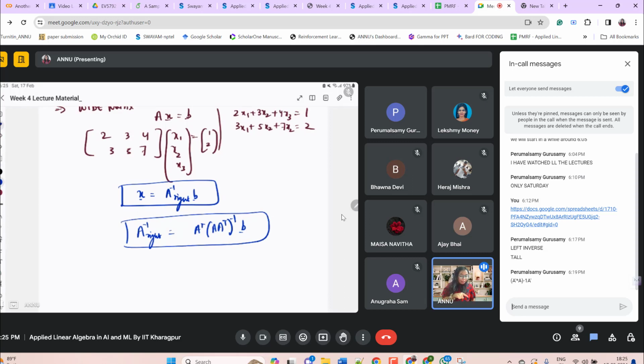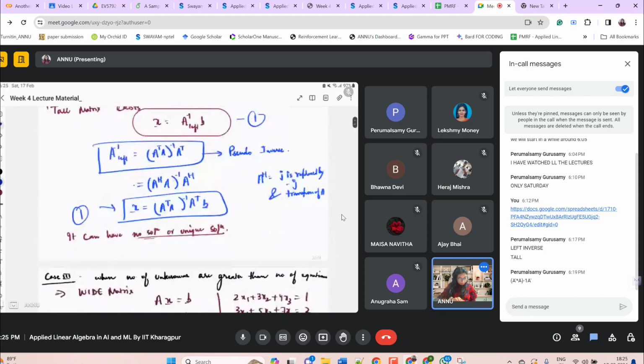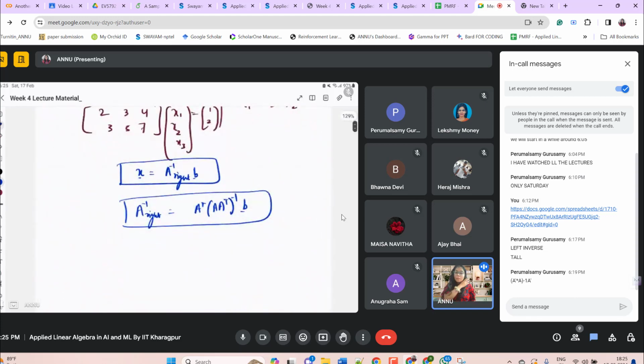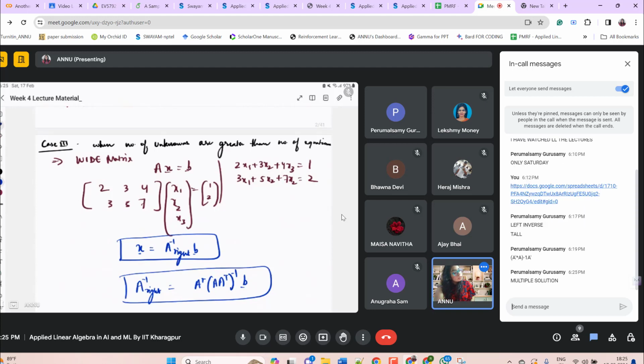Why in case 3 is there a right inverse, and why in case 2 is there a left inverse? What is the reason behind the right inverse and left inverse? And one more thing: what type of solution exists in case 3? Just think in your mind what type of solution there will be. I'm giving you three options. First option is no solution. Second is unique solution. Third is infinitely many solutions.